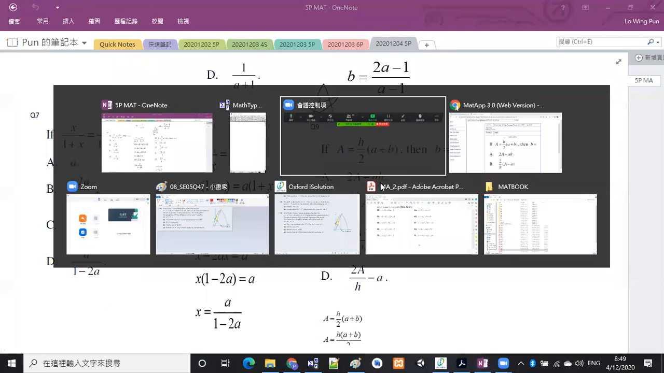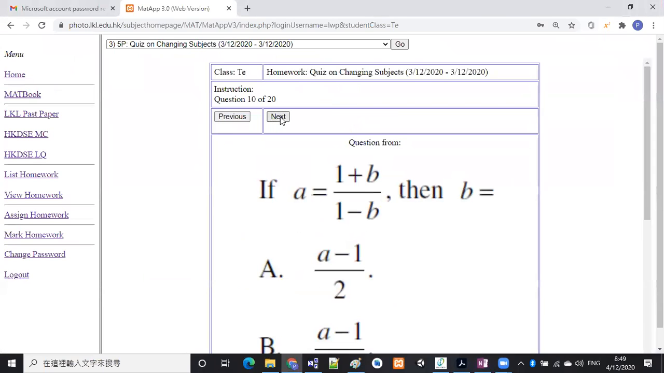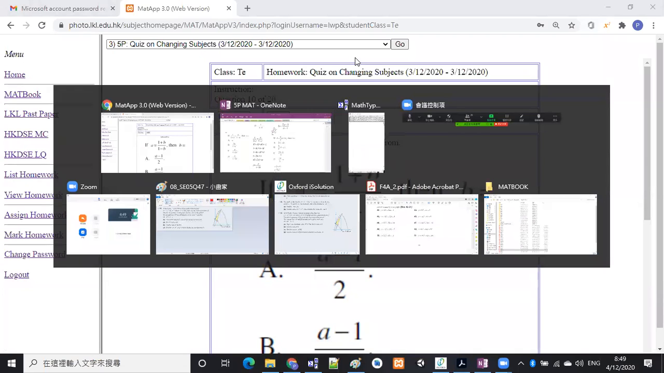All right, so this is question number 9. How about number 10? Anyone want me to talk about number 10? Come on, number 10. Yes, number 10, right? Okay, number 10.